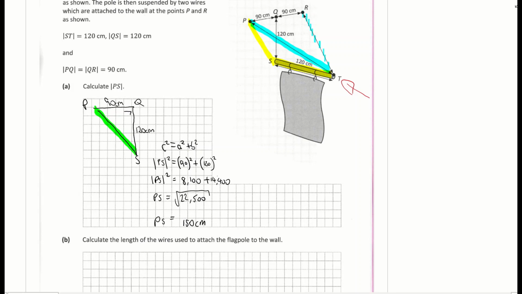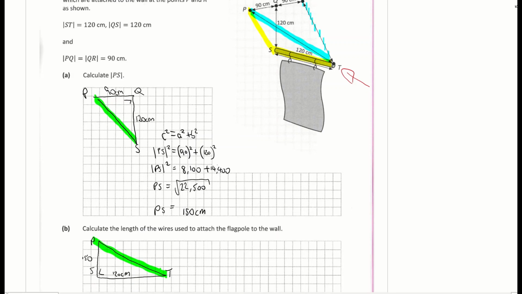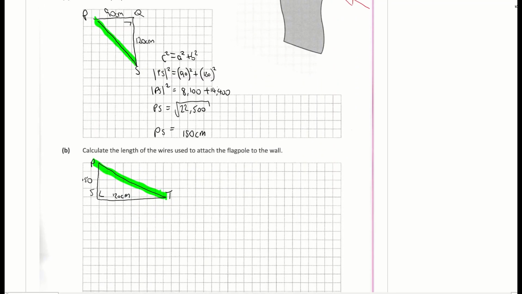So the triangle I'm looking at here is this 90-degree triangle. Once again, I'm looking at the triangle P to S and across to T. So that's the triangle I'm using here now. And I know that from S to T is going against the vertical wall, so that's a 90 degree. I have PS from part A, which is 150 centimeters, and I have the length S to T to be 120 centimeters. So all I need here now is the length from P to T, and I'm going to double that because I have two wires, don't forget.